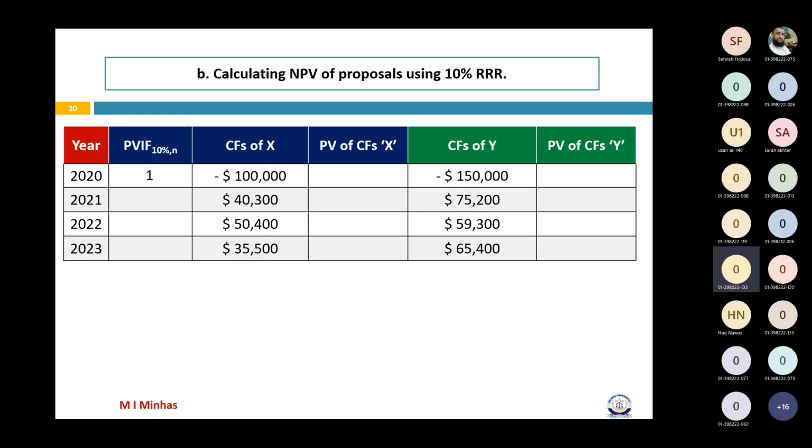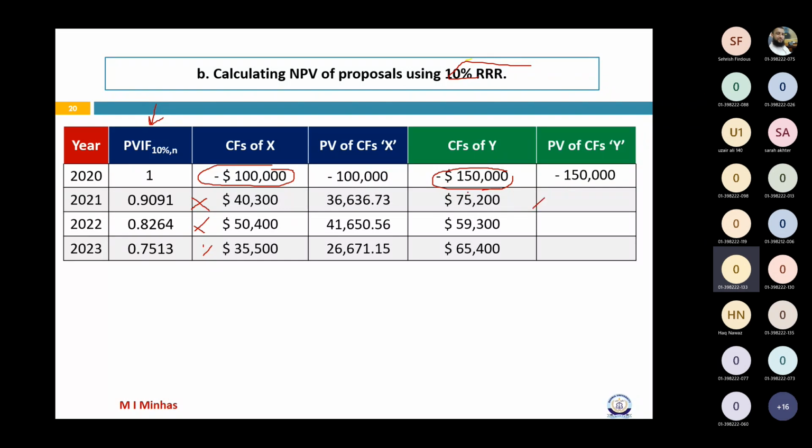Okay, so now let's have a look at this. Here, I'm starting my calculation with 10%. The present value interest factors at 10% are 0.9091, 0.8264, and 0.7513. The cash flows for the first project are here, and the cash flows for the second project are here. I'll multiply these two values, and I will get the present value of cash flows for X. In the second one, I'll multiply these cash flows again by the same interest factors that I've taken from the table, and I'll get the present values here.